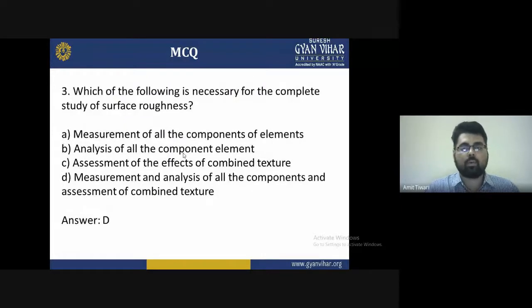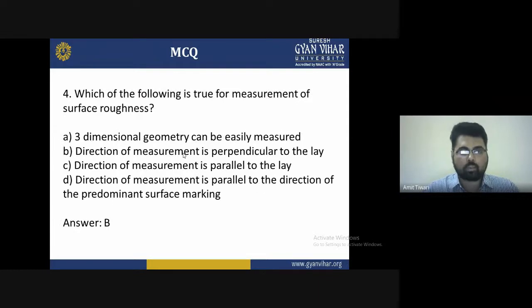Third question: which of the following is necessary for the complete assessment of surface roughness? The options are: A, measurement of all types of component elements. B, analysis of all the component elements. C, assessment of the effect of combined texture. D, measurement and analysis of the component elements and assessment of the combined texture. The correct option is D.